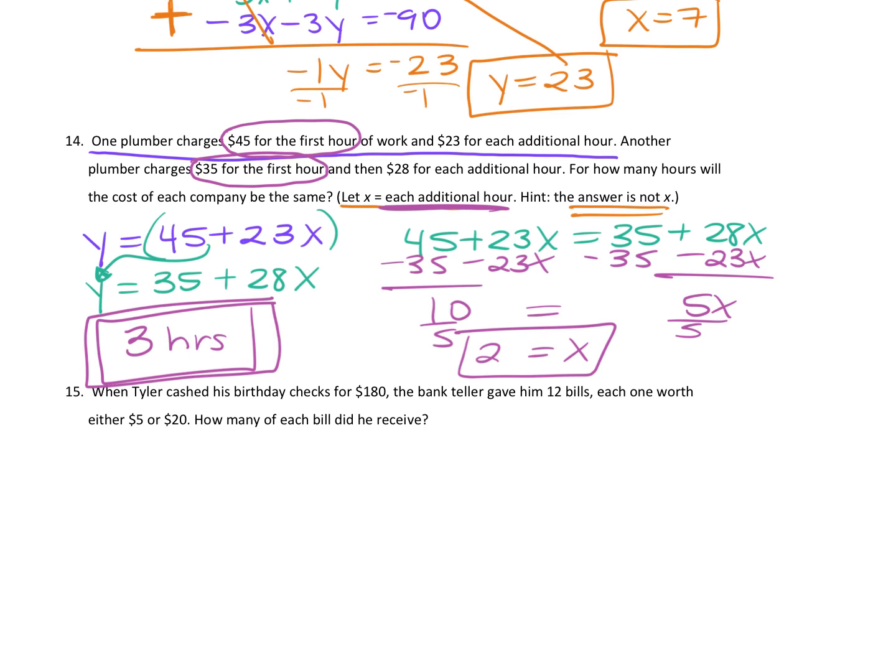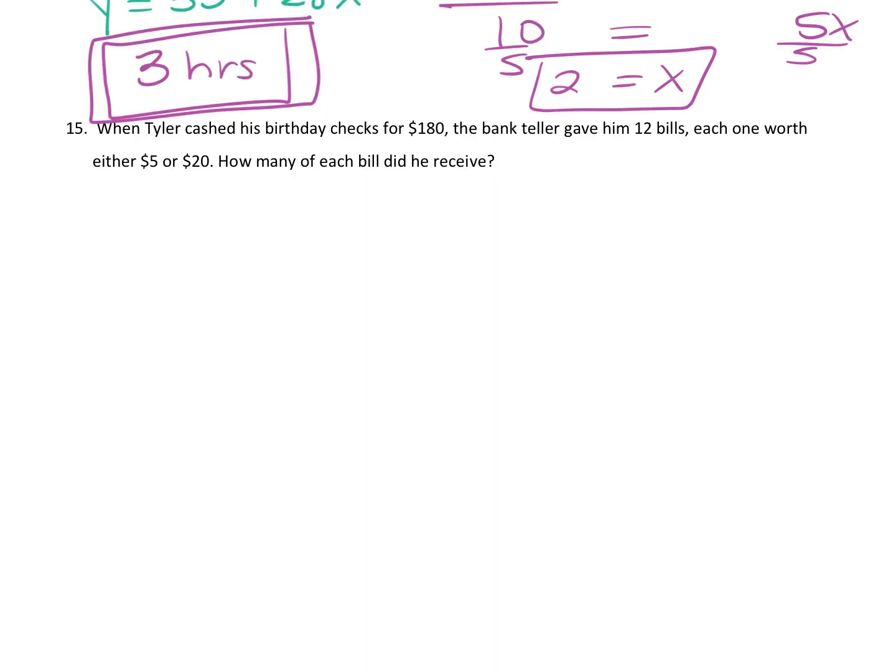Why don't you try this one on your own again? When Tyler cashed his birthday checks for $100. Okay, totally fine if you don't, but I want to make sure we finish this before the bell rings. So can you give me one equation in your system? X plus Y equals 12. That's one of them, right? If he gave you 12 bills, $5 bills plus $20 bills has to equal 12 total bills, right? So when it's the number of bills, X plus Y equals that number.